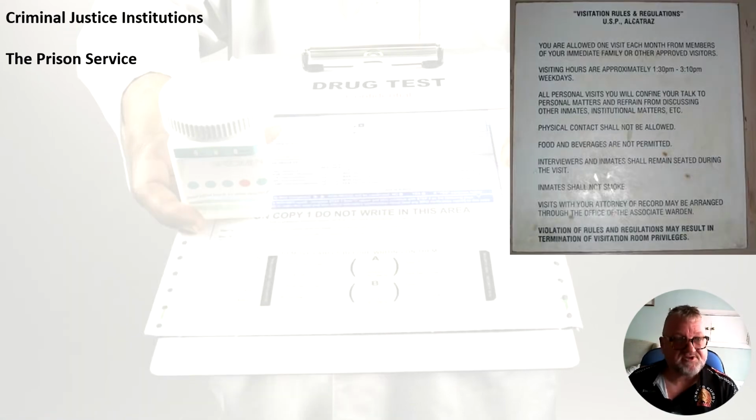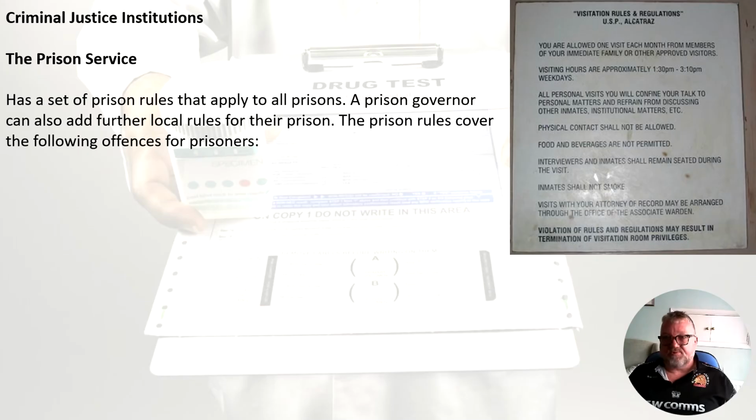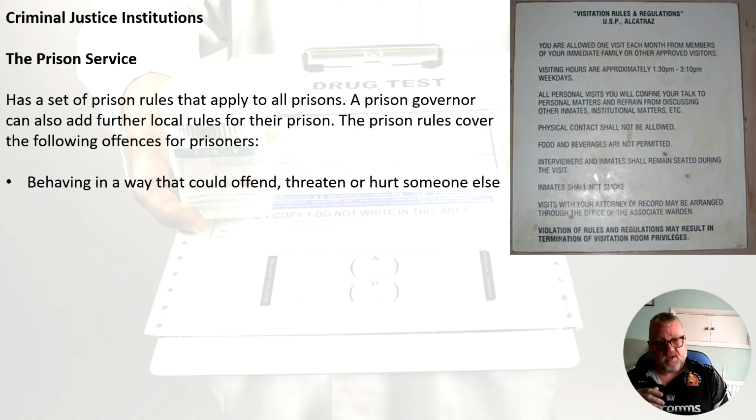The prison service has a set of prison rules and they apply to all prisons. A prison governor can also add further local rules for their prison, and the prison rules cover the following offences. When questions have been asked on this in the past, it tends to stick around the prison system, so I would know these. You've got token economy and IEPs, but you need to know about what powers governors have to ensure that prisoners behave within their institution. So the rules in all our prisons in England and Wales are that prisoners have to behave.